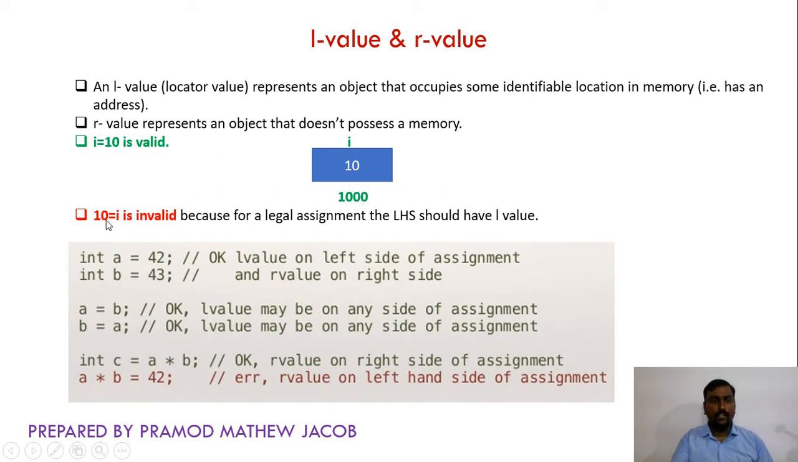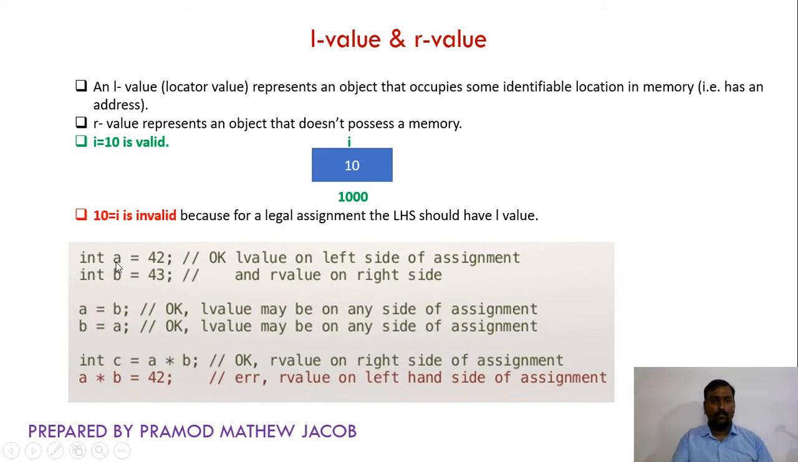In the other case, 10 is equal to i is invalid because the LHS is having an R value. As I have already told, the LHS of an expression should always have an L value, that is a locator value. Here 10 is not a location, it is a numerical value, so it is an invalid expression.